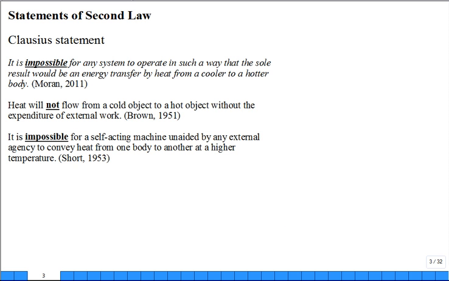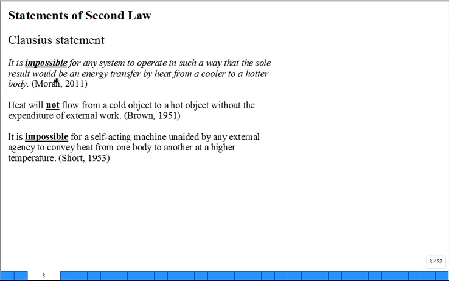Okay, now let's talk about statements of the second law. Remember, those were word statements for the first law, and we turned them into equations. So we have word statements on the second law, and then we struggle with getting equations. But even this whole chapter is without equations. Next chapter, we'll get equations when we have entropy as a new property.